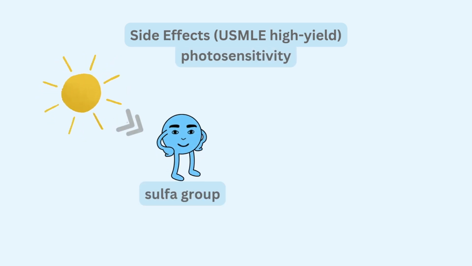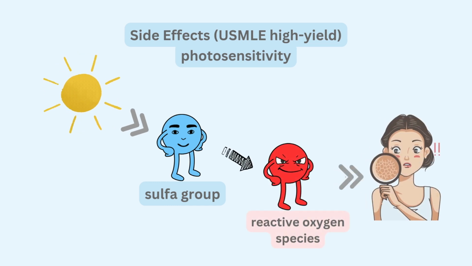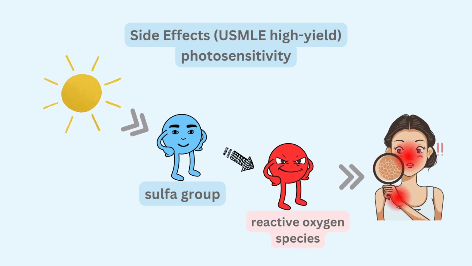And finally, photosensitivity. Because thiazides contain a sulfa group, UV light generates reactive oxygen species, causing skin damage.